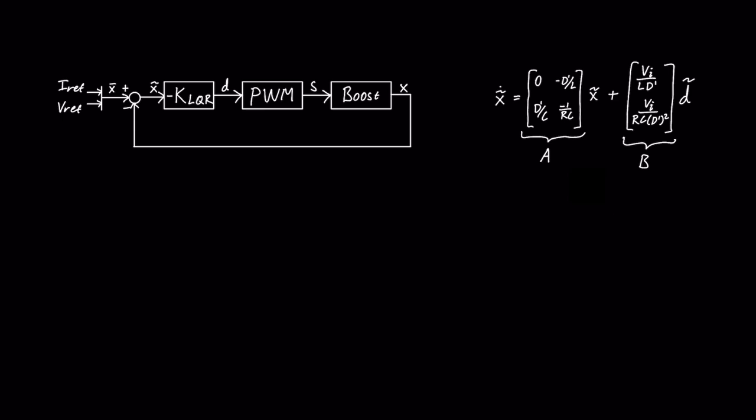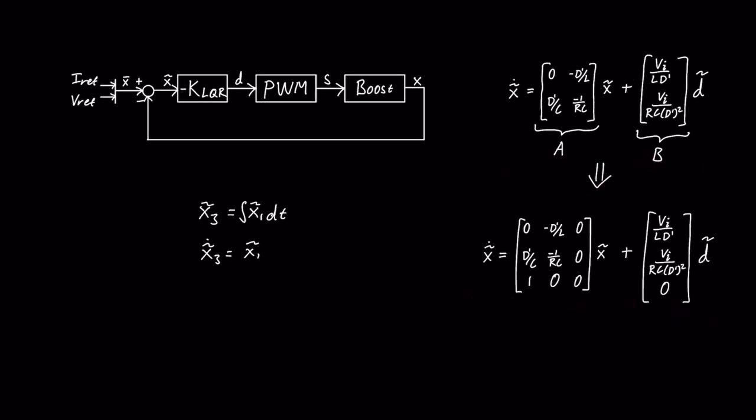We can do that by defining a new state variable, which we call x3. This will be equal to the integral of x1. So the derivative of x3 would be equal to x1. We can simply add that to the small signal model, and this would be the new small signal model.